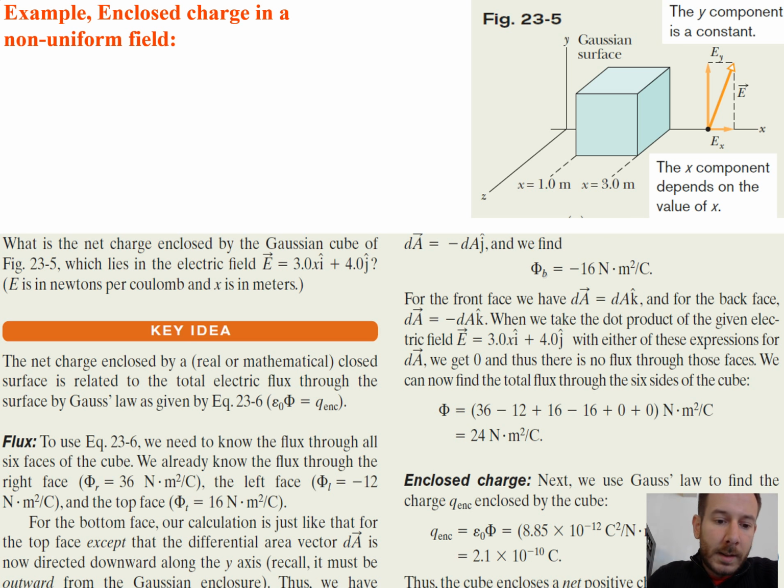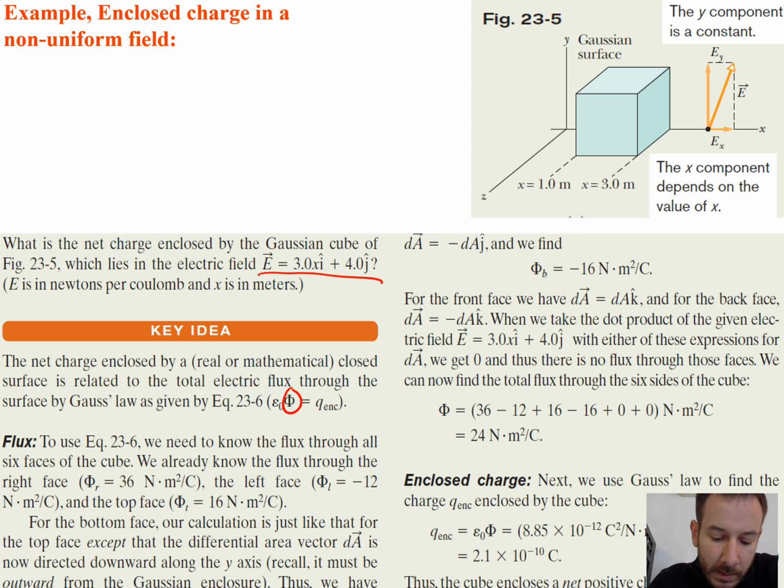Let's go ahead and do an example. So this is an enclosed charge in a non-uniform field. This is the same example that we talked about earlier, but now we want to know what the net charge enclosed by the Gaussian cube is. So this is the same electric field that we had before. The net charge enclosed by a real or mathematical closed surface is related to the total electric flux through the surface by Gauss's law. So we need to know what the total flux is.